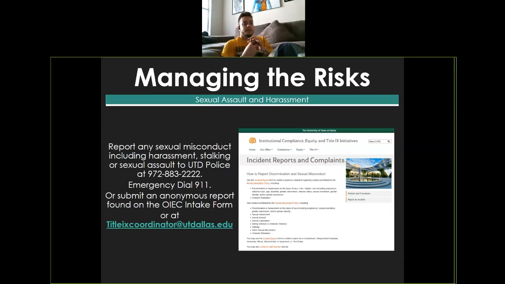Here's the phone number for the UTD police. This is good to have as a contact in your phone, not only for emergencies, but also to report little things such as slippery floors or broken glass.